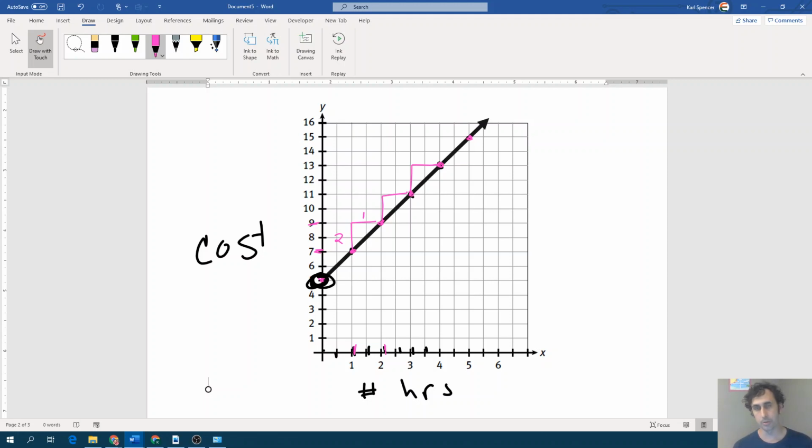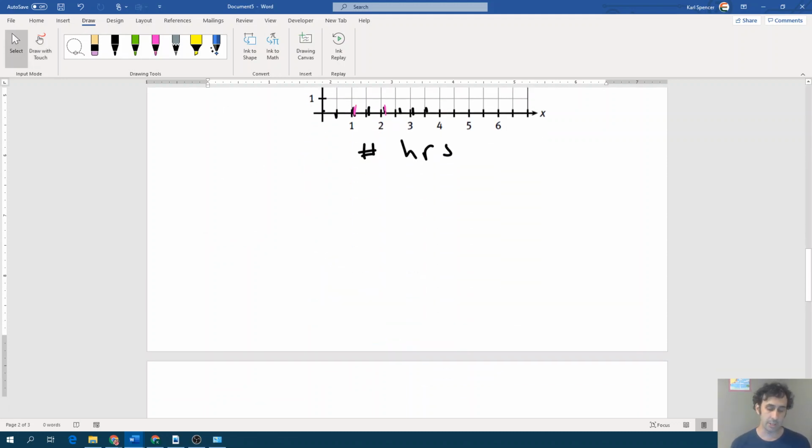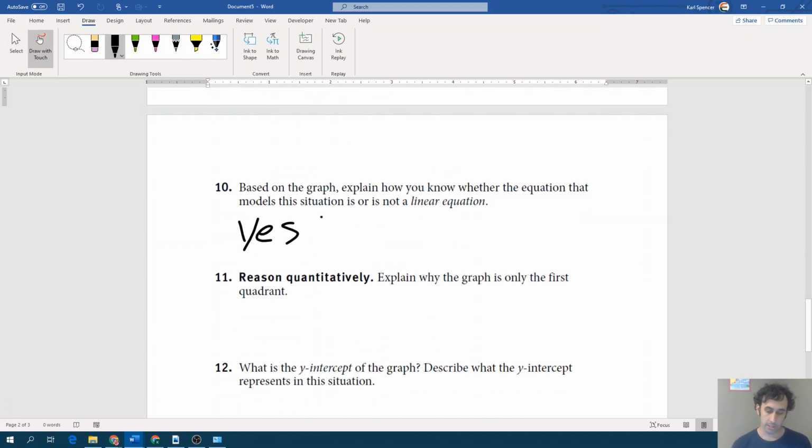Yes, it's 2 little tick marks, but that unit measure we went over was just 1. Now if we follow that, we're always going up 2, over 1. Up 2, over 1. There's that consistency there. There's that constant change. So the question here is, explain why it's linear. Yes, it's linear. And the reason is it's a constant change.